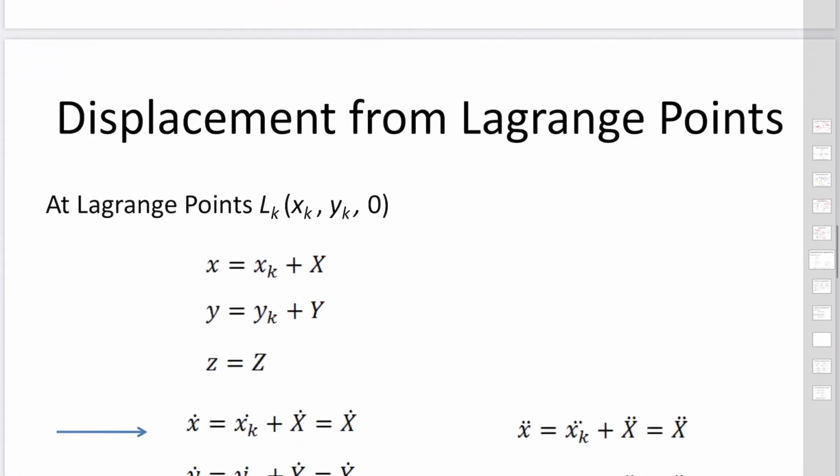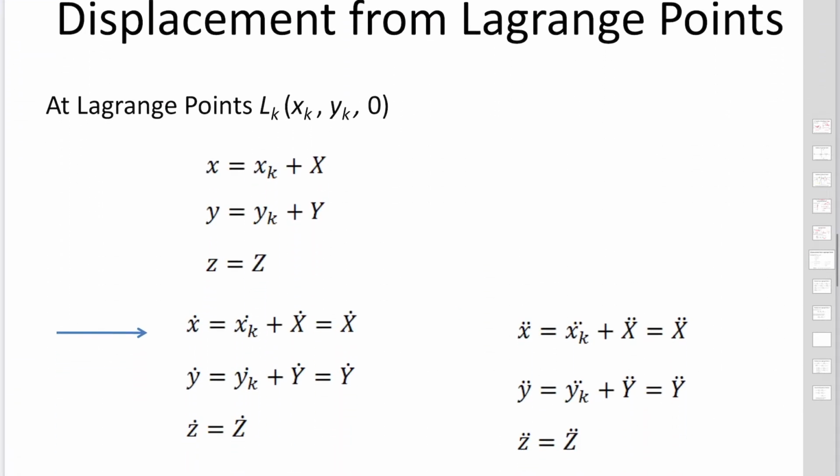Then we'd like to consider the displacement from the Lagrange point. So if you consider the Lagrange point is some x sub k, this is the x coordinate. Sometimes the Lagrange point is going to be the bottom of the bowl. So in this situation, the particle is here. Then at the Lagrange point, the slope becomes 0. So this slope is 0.